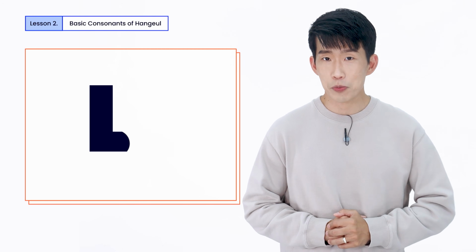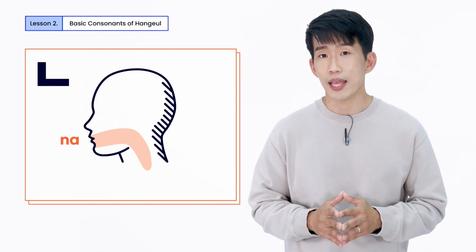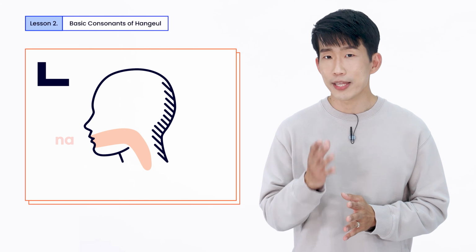Okay, now let's learn another consonant, and it's this one. Again, imagine the side profile of a face and try to pronounce N-A. Your tongue will form this shape, right?